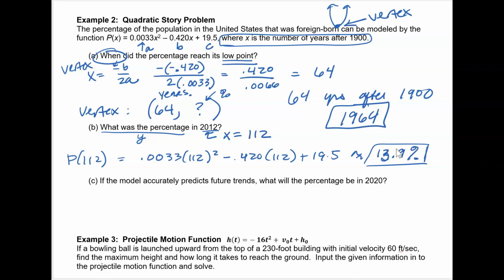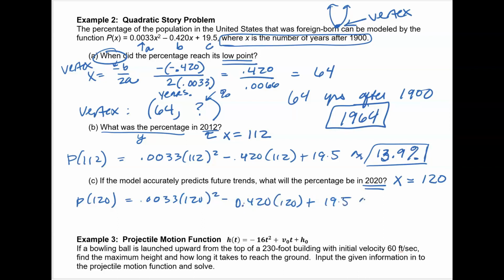And then for C, if the model accurately predicts future trends, what will the percentage be in 2020? So you'd have to figure out, what is the x there? That would be x equals 120, because that's 120 years after 1900. So you do the same thing as we did earlier. We just plug in 120. If you plug 120 into the equation, you end up getting about 16.6%.